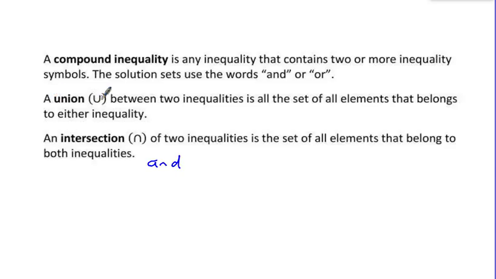A union, and we use this symbol, kind of a U, between two inequalities is the set of all elements that belong to either inequality. This would be "or." "And" has both included and uses this sort of upside down U or N. "Or" is a union, either inequality, anything that is in either inequality. And we'll take a look at each of these in closer detail.